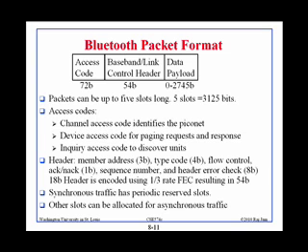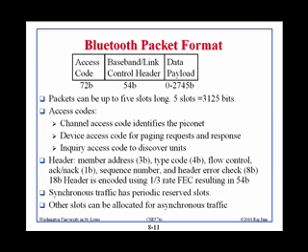Type code is 4 bits, what kind of packet it is. Flow control, ACK or NAK, is 1 bit. Sequence number, and the header checksum 8 bits. Header is encoded using 1/3 rate FEC, resulting in 54 bits. Okay, so the total is 18 bits, and it becomes 18 times 3, 54 bits, because it is transmitted 3 times. Okay, that is what 1/3 rate means. Basically you need to send 3 times as many bits.